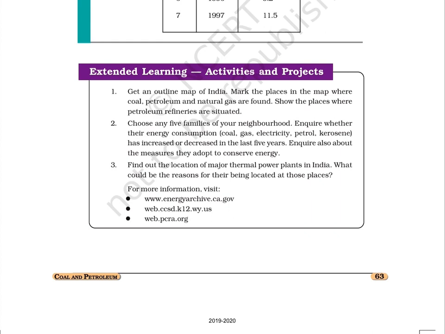First, get an outline map of India. Mark the places in the map where coal, petroleum and natural gas are found. Show the places where petroleum refineries are situated. Second, choose any 5 families of your neighborhood. Inquire whether their energy consumption, coal, gas, electricity, petrol, kerosene, has increased or decreased in the last 5 years. Inquire also about the measures they adopt to conserve energy.